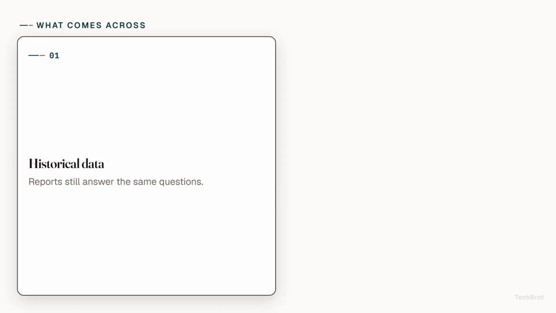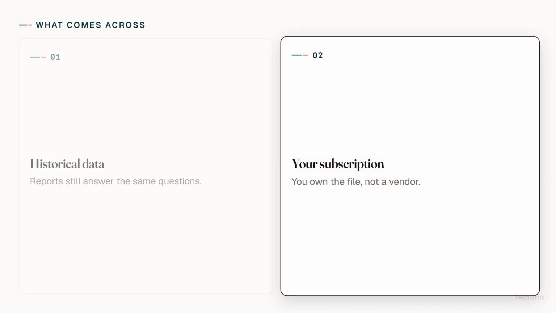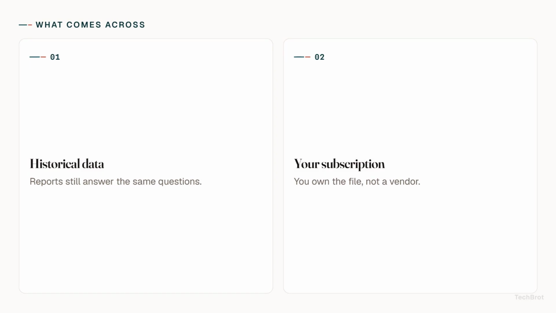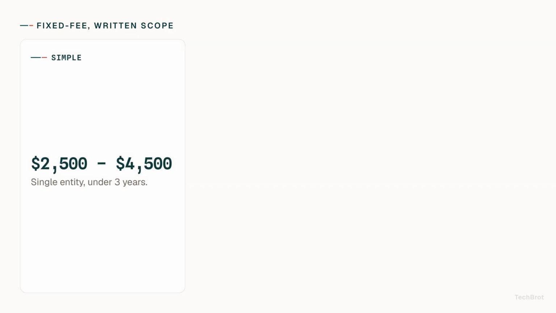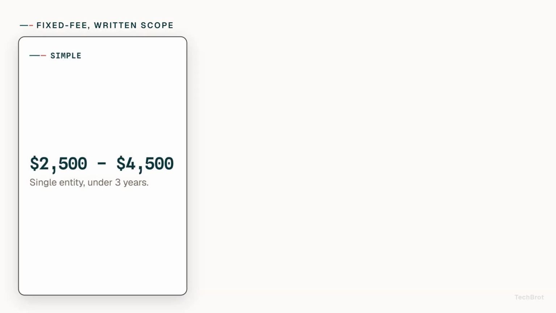Your historical data and reports come across, and the work happens inside your own QuickBooks subscription. You own the file at the end, not a vendor. Historical reconciliation is part of the scope precisely so the reports you relied on in desktop still answer the same questions in online. Migration is a fixed one-time engagement, typically $2,500 to $10,000 or more.